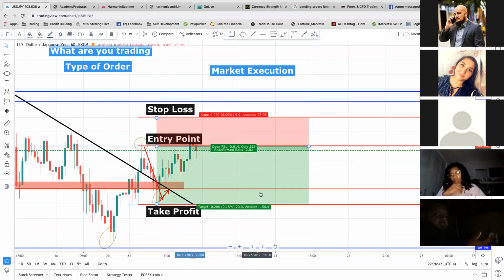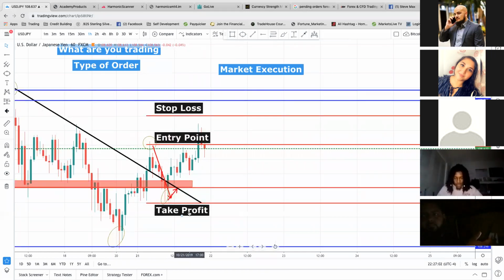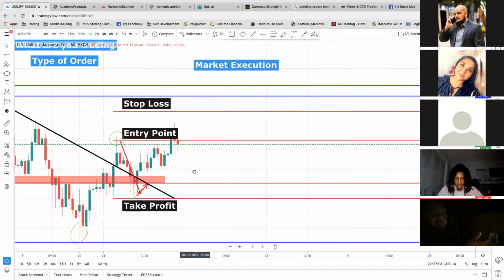So here, the risk to reward ratio, guys, is about 2.02. So you're going to actually make twice as much as you would lose if it went into the opposite direction that you wanted. Now, you're going to have stop loss, entry point, and take profit. If you guys enter these numbers in your MetaTrader 4 app, guess what? You're going to be able to make money.